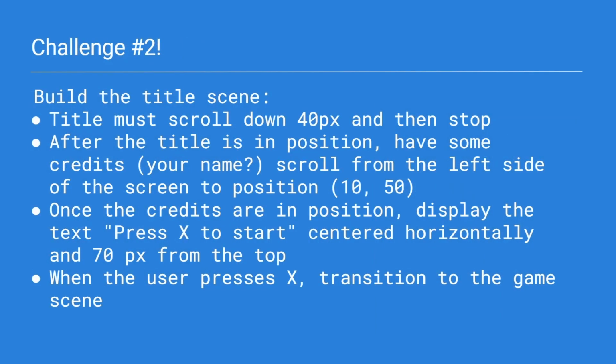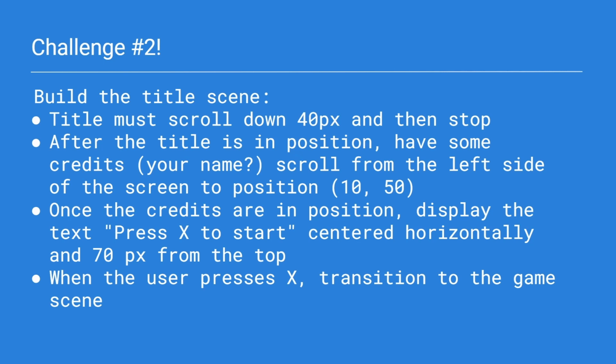So this is what we're going to be doing now. We're going to be cleaning up our code a little bit and building a dedicated title scene. The title scene will be the first screen that the user will see, and it will contain several things that will make a nice presentation. First of all, we'll be scrolling the title down and bringing it roughly 40 pixels from the top, and then the title will stop scrolling.